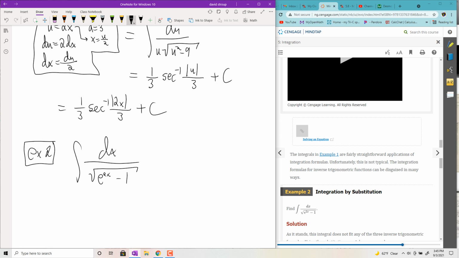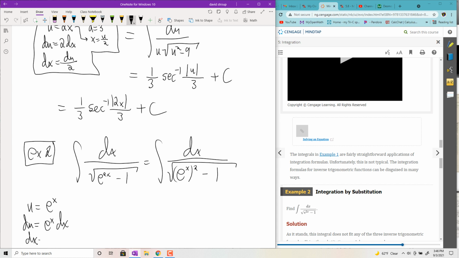So it certainly looks like maybe a secant inverse, but we're just missing that factor in front of the square root. But if you let u equal e to the x, because e to the 2x you could really think of as e to the x squared, right? So this would be e to the x squared, and we'll make that our u squared, and the a will be 1, right? So anyways, u is e to the x, du is e to the x dx, and then dx will be du all over e to the x.